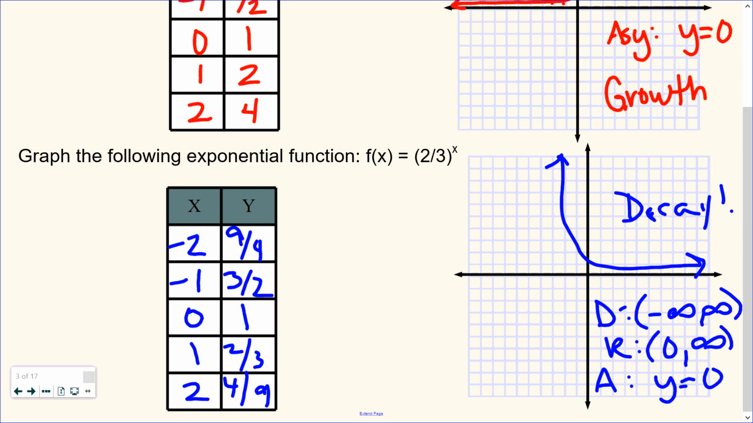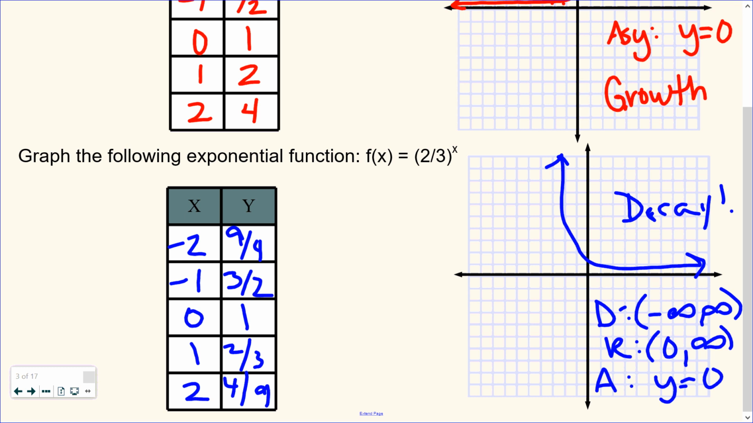Maybe on this one. Okay. So I use -2 to 2 again. 9/4, 3/2, 1, 2/3, 4/9. Sketch should look something like that. This is an example of decay because it is decreasing from left to right. Your properties are all the same. Domain is all real, range is 0 to infinity, and you have an asymptote at either the x-axis or y equals 0.